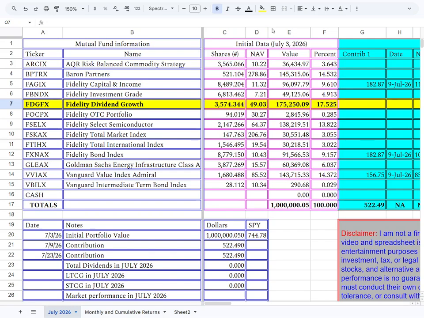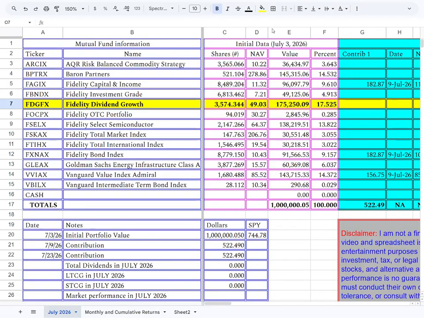Look at row 7, Fidelity Dividend Growth, ticker FDGFX, paid a dividend and the dividend was reinvested into additional shares. Small event, exactly what the spreadsheet was built to capture.